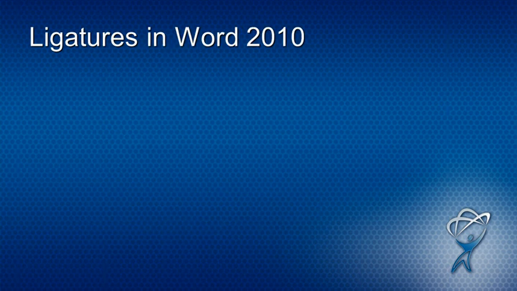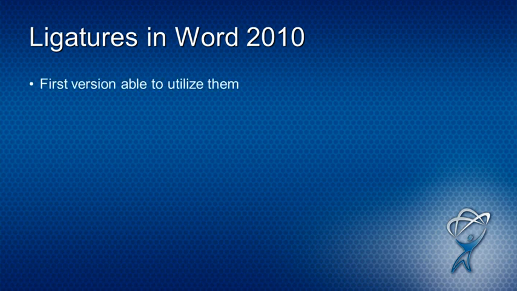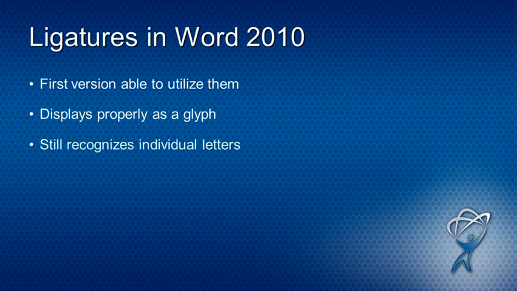In Word 2010, we first see the availability of ligatures and the ability to utilize them. They're going to display properly as a glyph, but the nice thing about it is Word will still recognize the individual letters. Why do we care about that? Well, it means that we can still search for things based on their spelling, and the spell check also still works, and those are two important things that weren't available before. Sometimes we could have inserted these things as symbols, but that takes away the ability to make them searchable and work with the spell check.